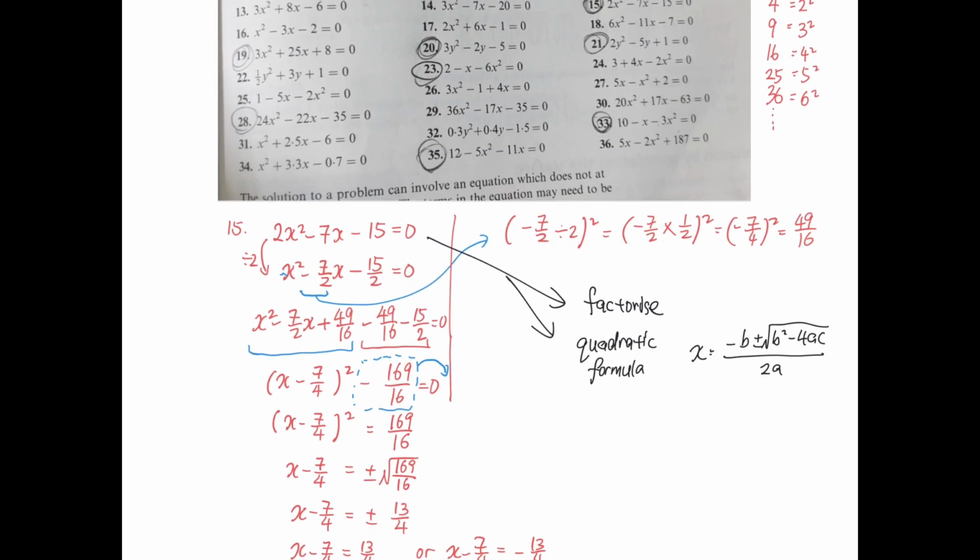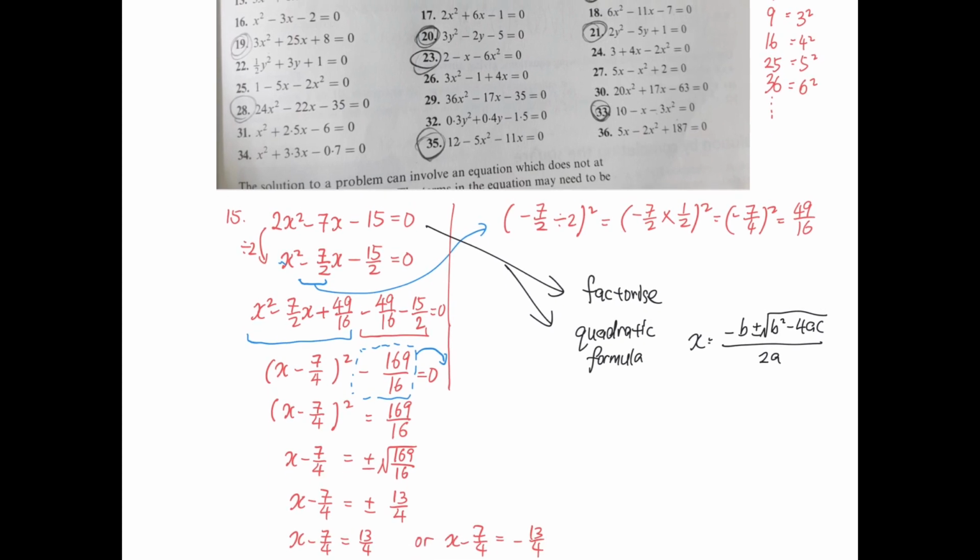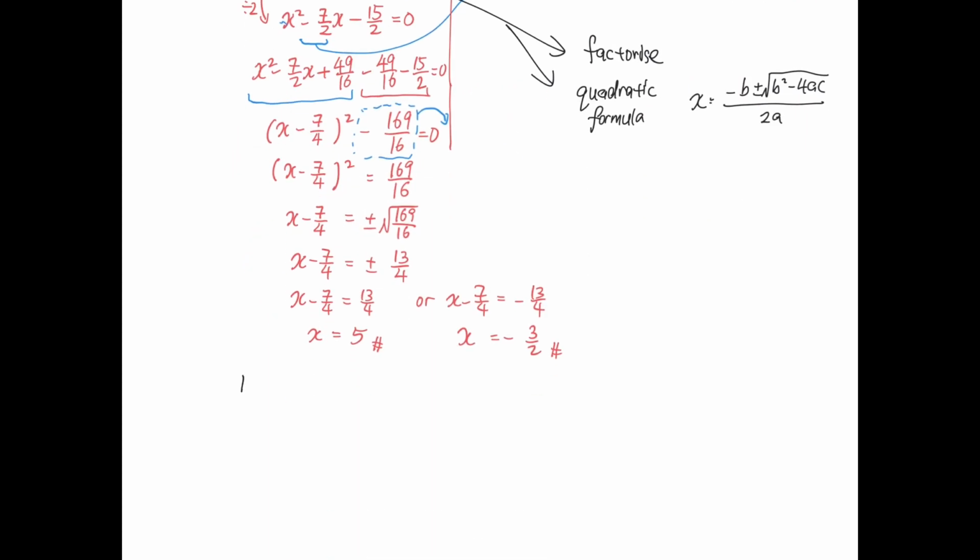Next one, question 19. Question 19. 3x squared plus 25x plus 8 equal to 0. So if we are doing completing the square, yeah.